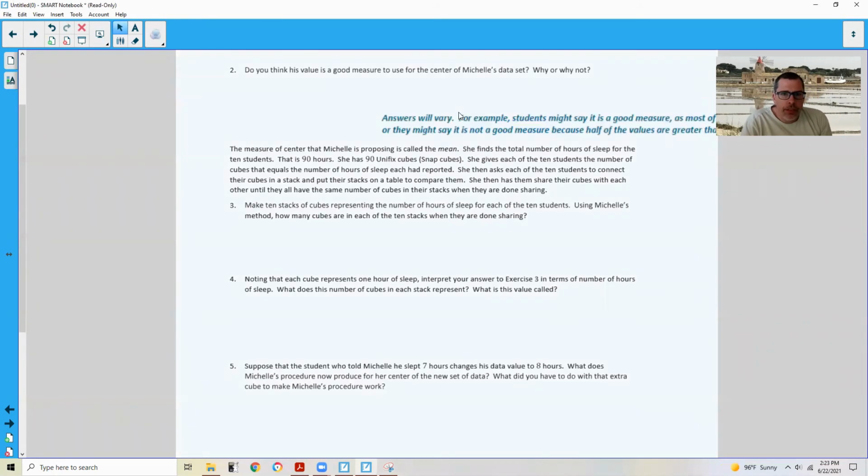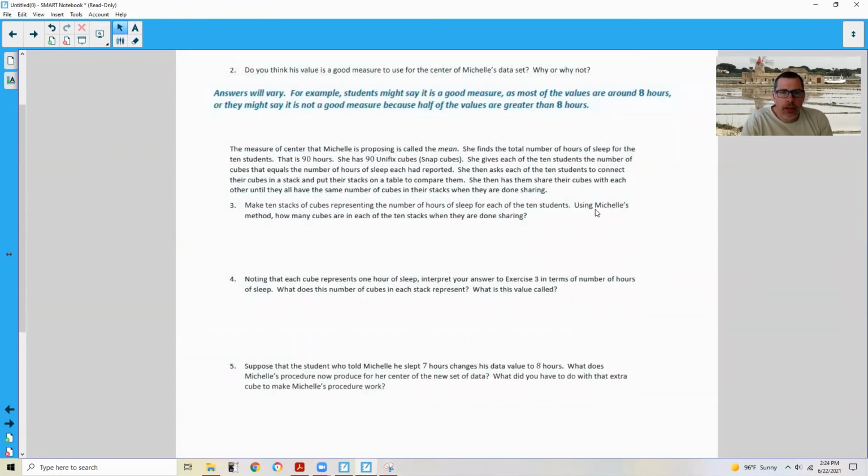Okay, and the reason here, the answers would vary. Different students might have different outlook on this, but here's an example. Students might say it is a good measure as most of the values are around 8 hours. Or they might say it is not a good measure because half of the values are greater than 8 hours. All right, so that's that.